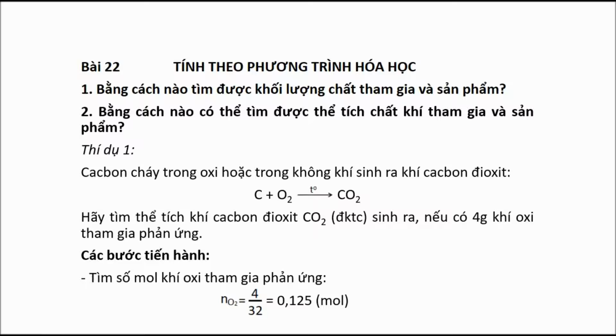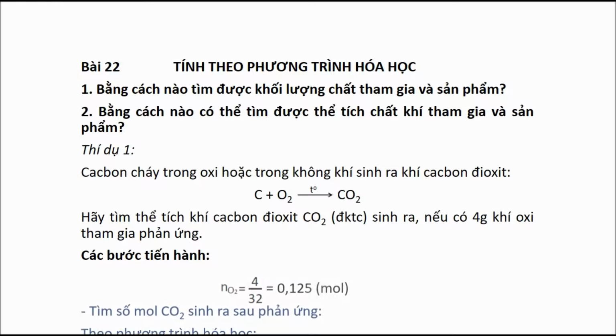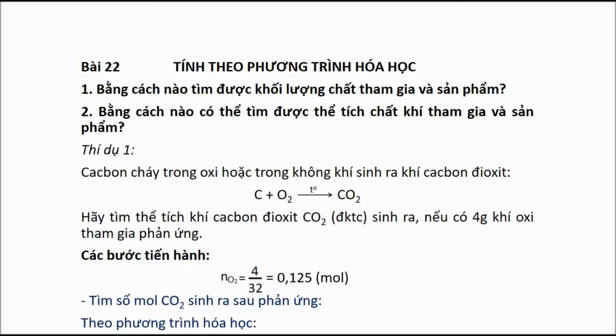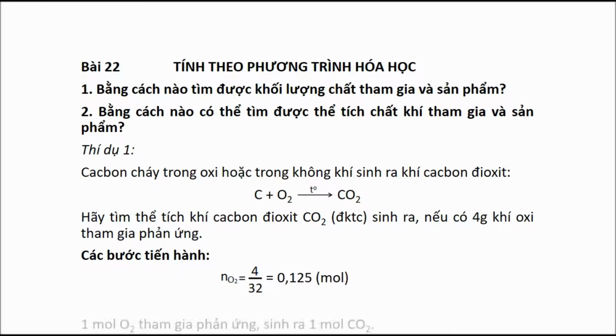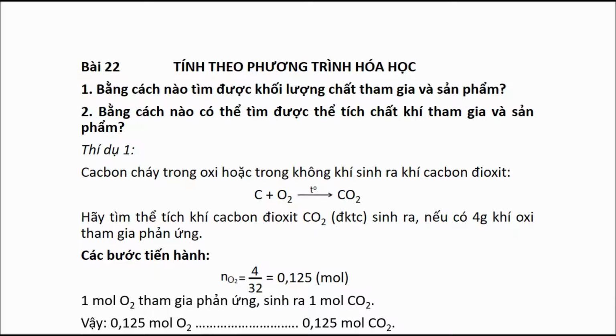nO2 equals 4 over 32 equals 0.125 mole. Find the number of moles of CO2 produced after the reaction. From the chemical equation, 1 mole of O2 used in the reaction produces 1 mole of CO2.